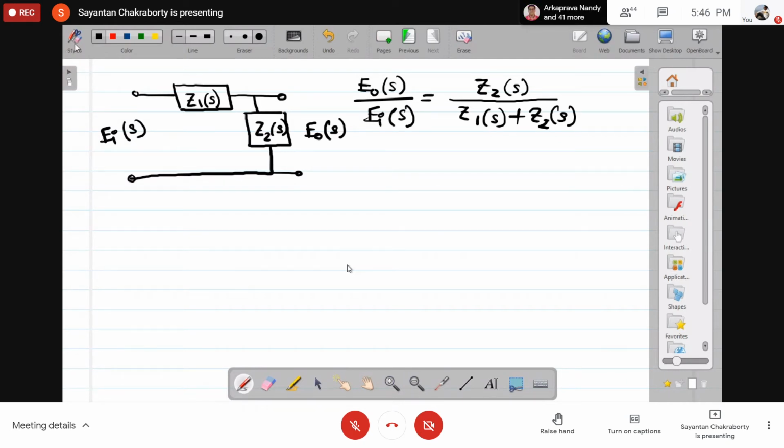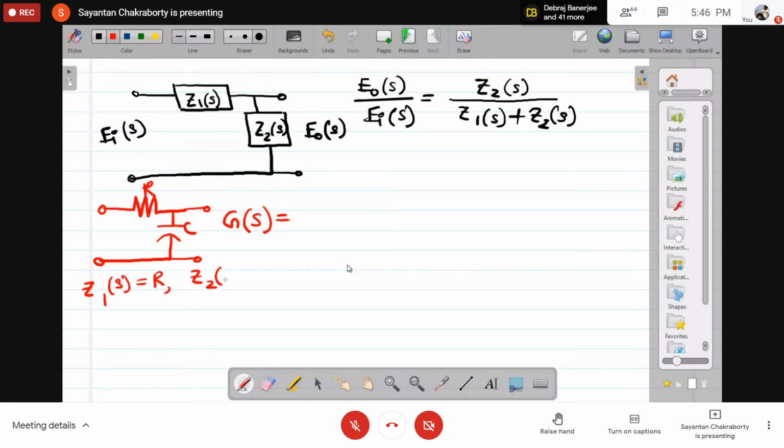So, for example, suppose we have this RC circuit. So, what will be the GS? In this case, what is your Z1? R. And what is your Z2S? 1 by CS, right? So, what will be the transfer function? Just write Z2 by Z1 plus Z2, we will get 1 by RCS plus 1.